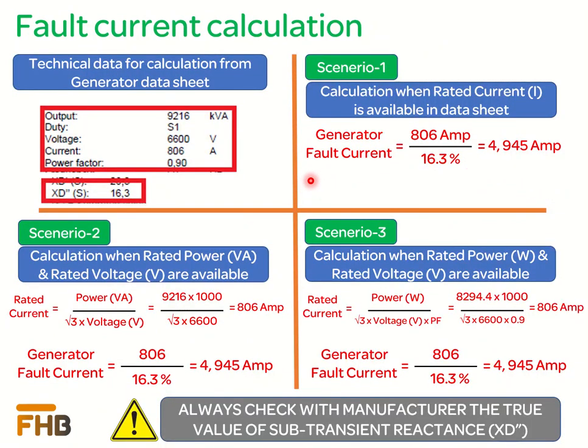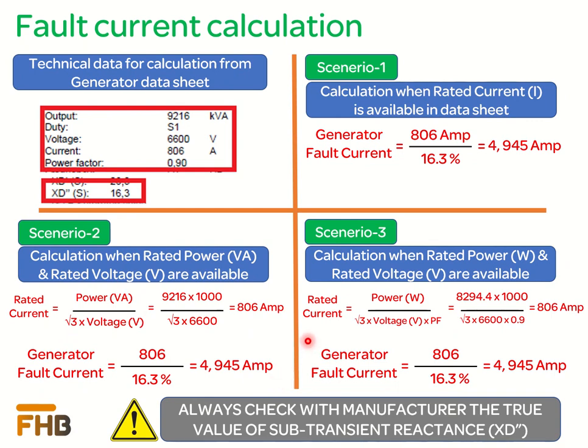In the first scenario, we have the rated current of the generator from the technical datasheet, which is 806 amperes. We simply divide the rated current by the subtransient reactance of 16.3% and get the generator short circuit contribution, which is 4945 amperes. In the second scenario, we assume that we do not have the value of rated current, but rated apparent power in volt-amperes and rated voltage are available to us. First, we calculate the rated current using the common formula, and then the short circuit contribution is again simply the ratio of current and subtransient reactance.